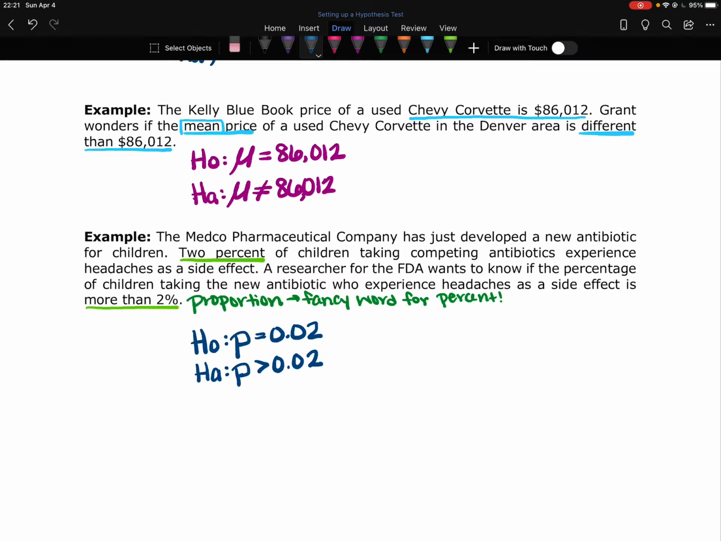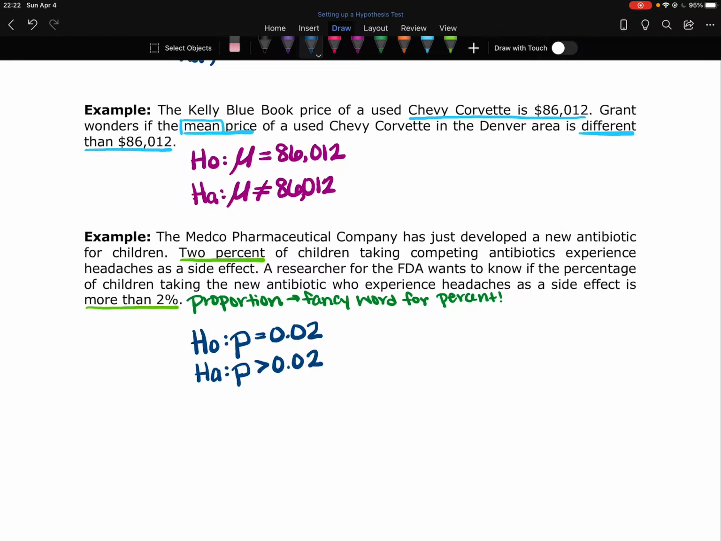Because if it's more than 2%, parents aren't going to want their kids to get this new medication. Doctors aren't going to prescribe it because they know that this other antibiotic isn't going to give as many kids headaches. So they want to make sure that they're not going to give more kids headaches. So that's what they're going to check and make sure. Are we giving more kids headaches? If the answer is yes, then they're probably going to want to go back and reformulate their antibiotic somehow, if they can. If the answer is no, then they'll probably go ahead and put it out on the market.